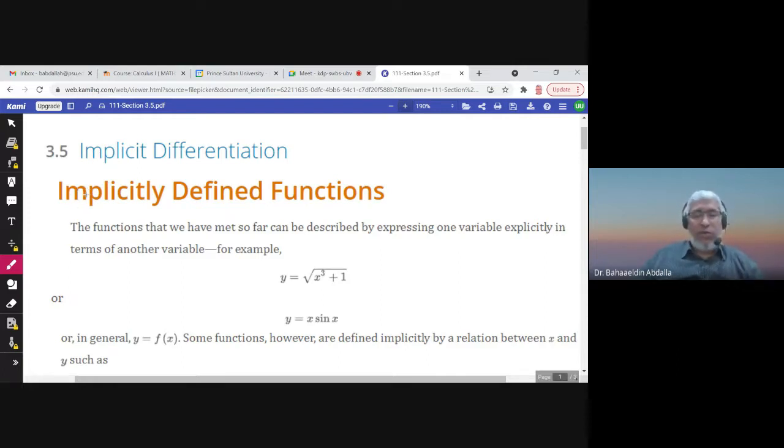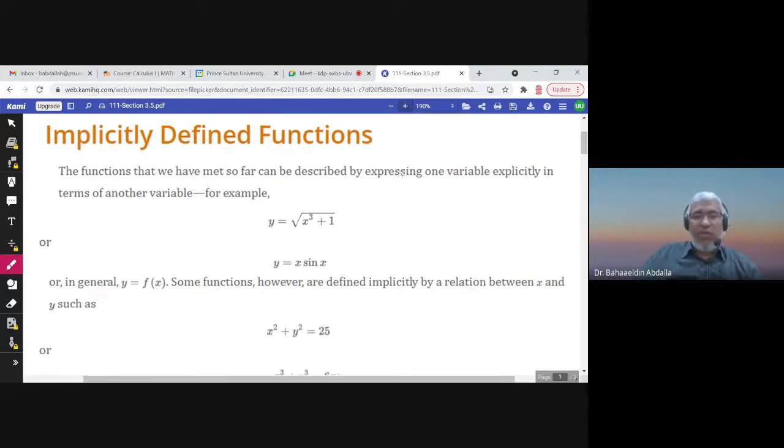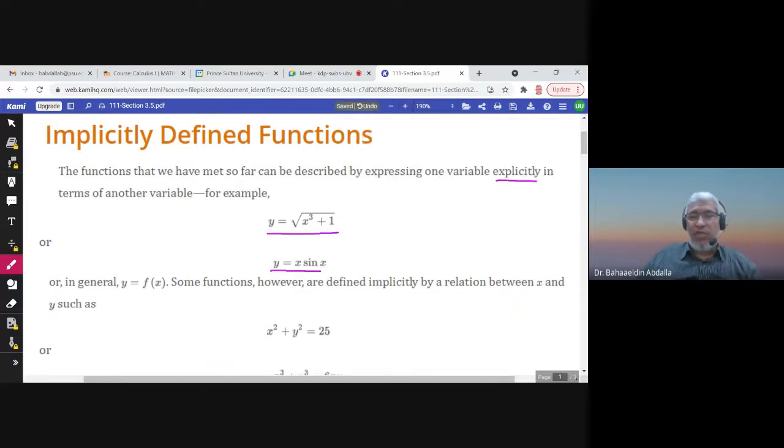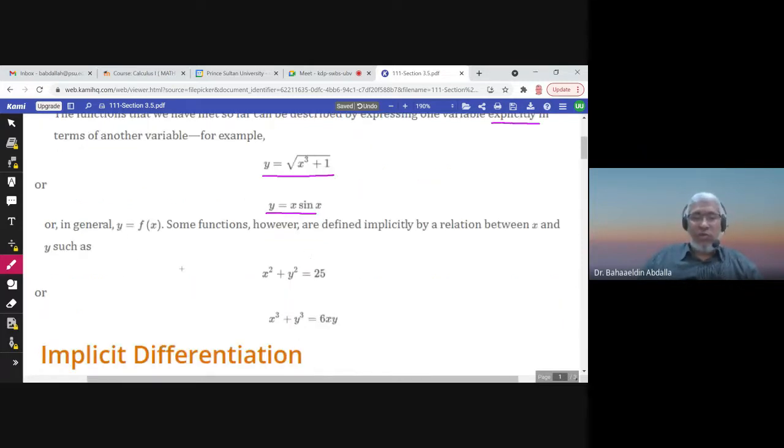This is section 3.5, Implicit Differentiation. Let us first understand what we mean by implicitly defined functions. Up to now, we have seen functions solved for y like this or like this. These functions are explicitly written, so you can understand that y is a function of x, because it is solved for y.